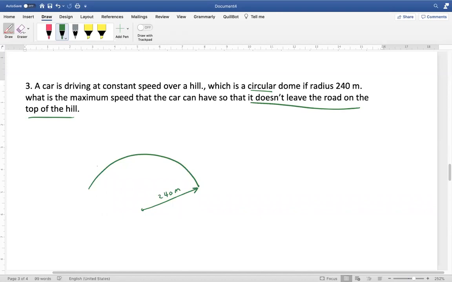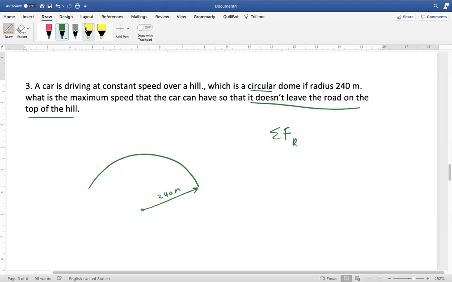Guna F net. So if the car moves faster, because it says maximum speed, it means the normal force goes to zero, right? Maksudnya normal force dia go to zero. Betul. Normal force. Betul.